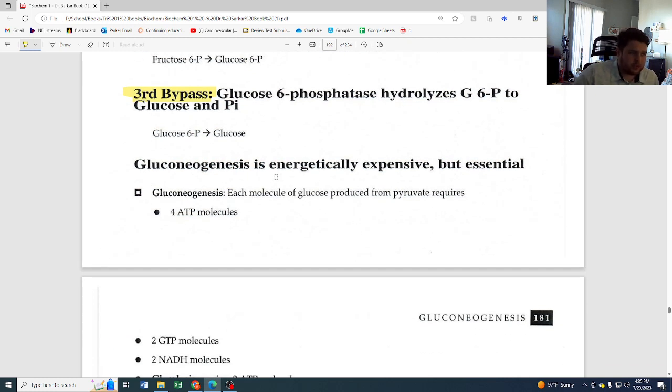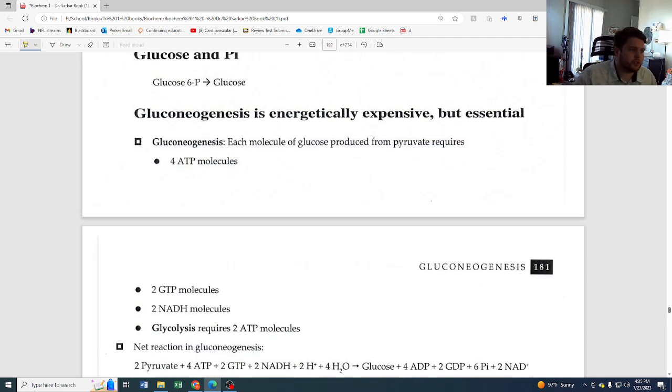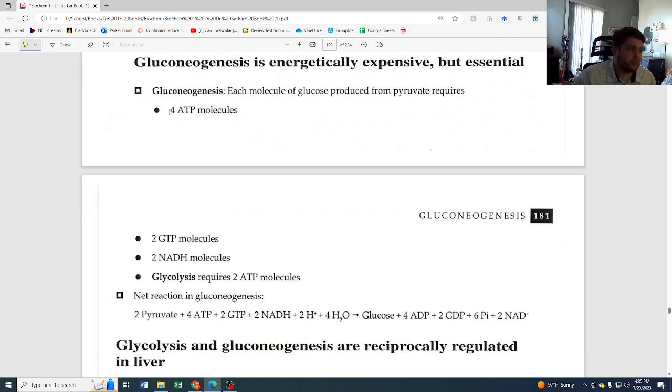So gluconeogenesis is energetically expensive but essential. In order to produce a molecule of glucose from pyruvate, we need 4 ATP, 2 GTP, and 2 NADH. Comparing it to glycolysis, we only need 2 ATP molecules. So gluconeogenesis is much more expensive. We're essentially using 6 ATP, 6 chunks of energy, in order to create a glucose molecule.